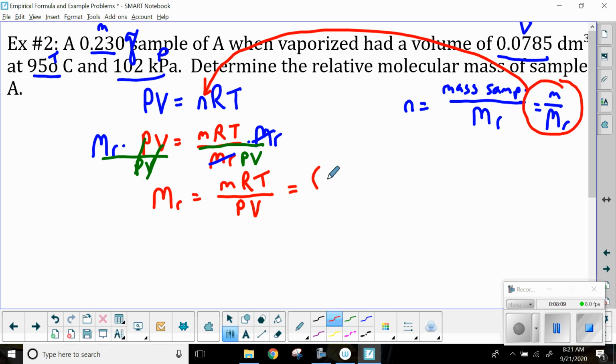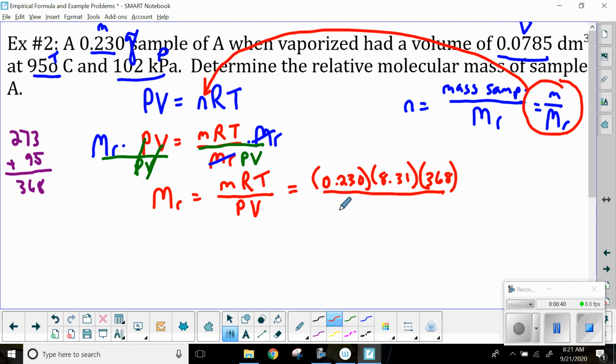So my mass is going to be 0.230. 8.31 is my universal gas constant. Temperature has to be in kelvins. So I'm going to say over here, 273 plus 95 to get my kelvins, and that's going to get me 368. So that's my temperature, 368 kelvins, all divided by my pressure of 102 and my volume of 0.0785.